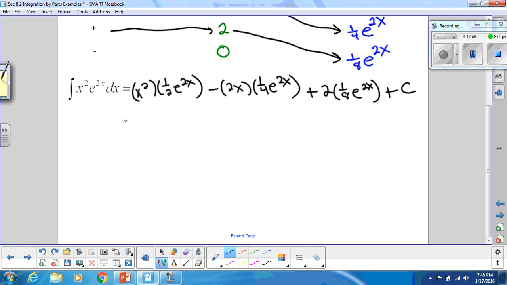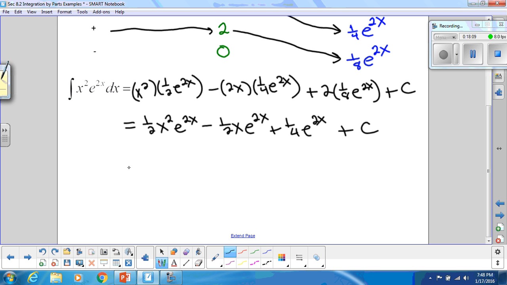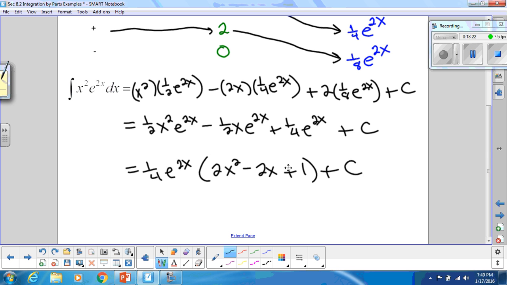And then we can simplify it. And you probably were already simplifying as you went, and that's fine. So then I have the 2 times the 1/4, and that would be 1/2 x e to the 2x. And then 2 times 1/8 would be 1/4 e to the 2x. And then we have our plus c. This is totally fine to leave it like this. The book would probably factor out a 1/4 e to the 2x. And then we'd be left with 2x squared minus 2x plus 1 plus c.